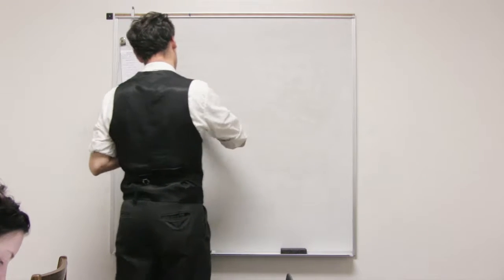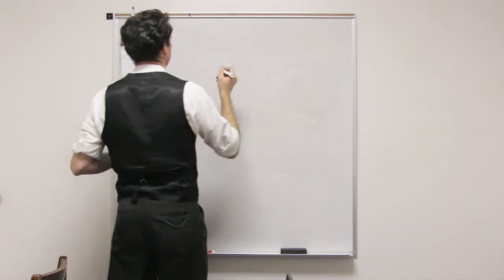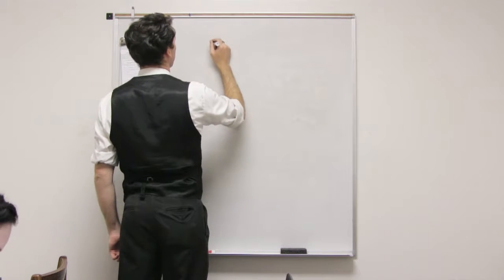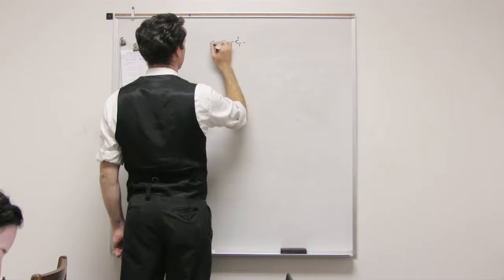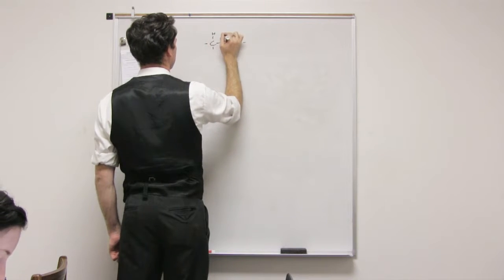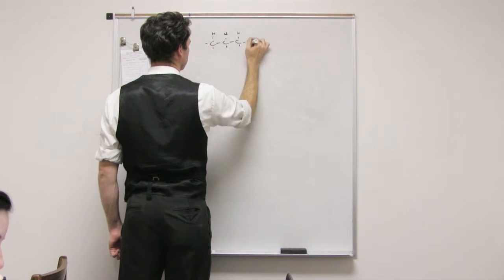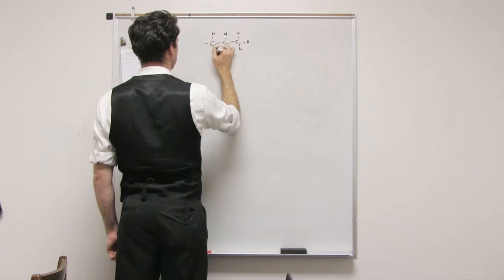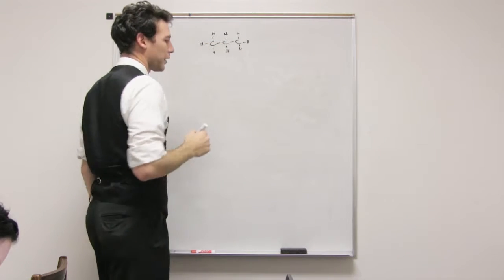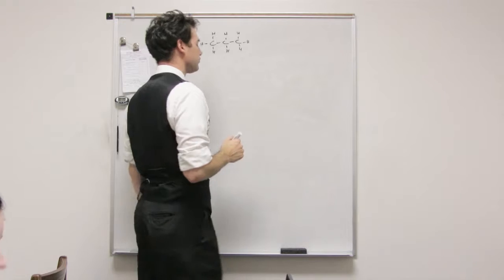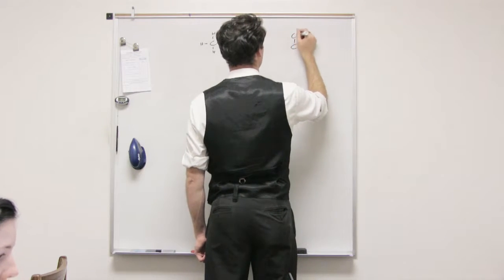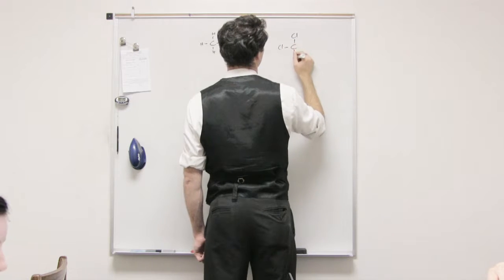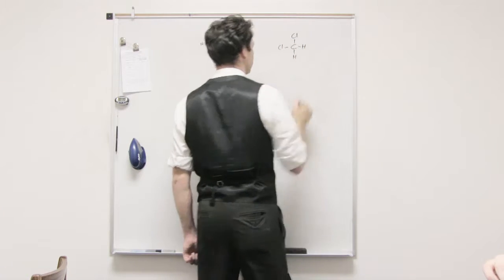Okay, so go ahead and list off the compounds. Propane. Propane is a C, C, C, and H's. Okay, propane. And then dichloromethane. So we got a Cl, a Cl, an H, and an H.